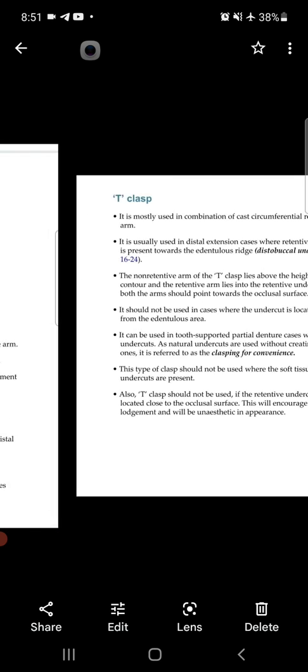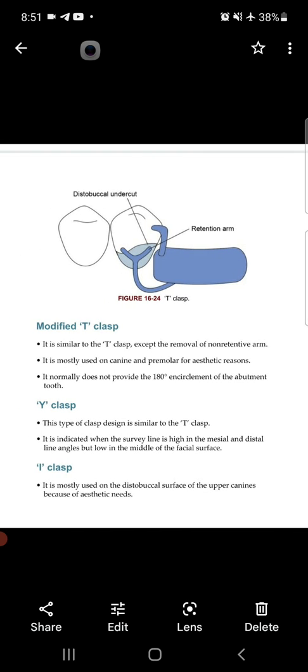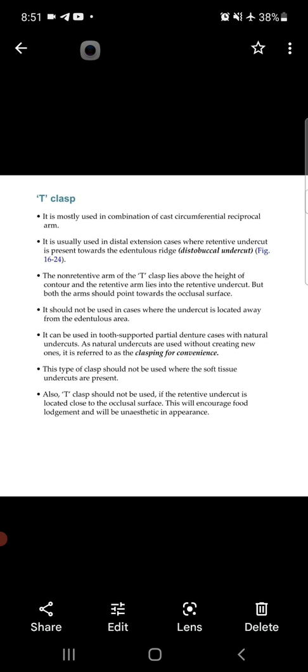Figure 16.4.24. This is a T clasp. Here the T clasp, which is a type of bar clasp, has one retentive arm and one non-retentive arm, and the retentive arm is engaged in the distobuccal undercut, which is near the edentulous space.